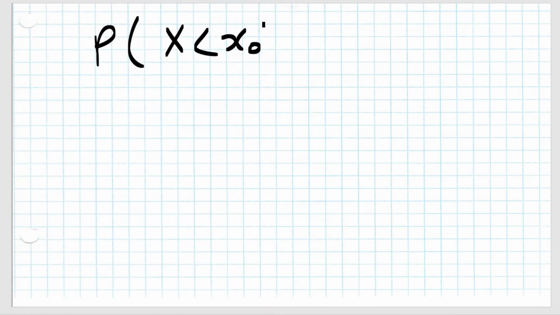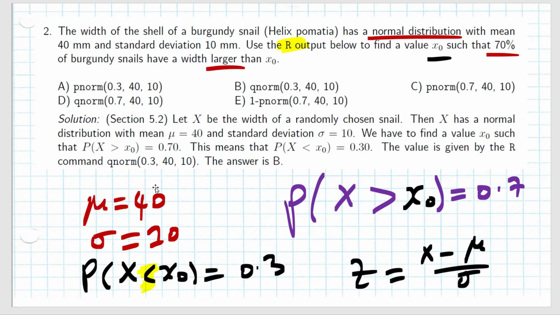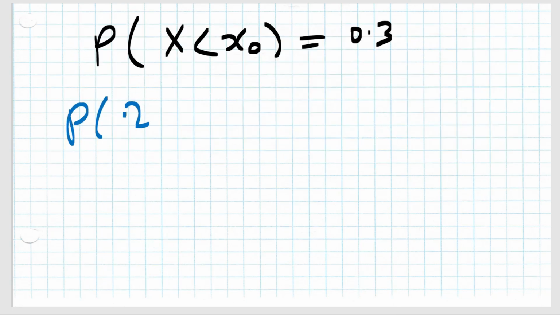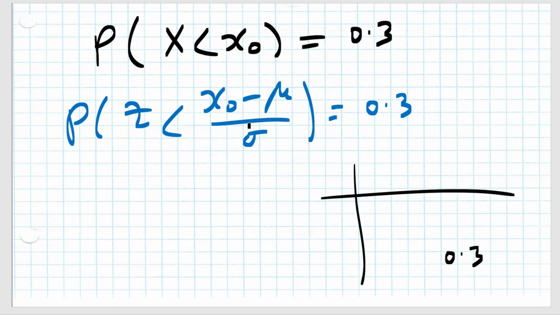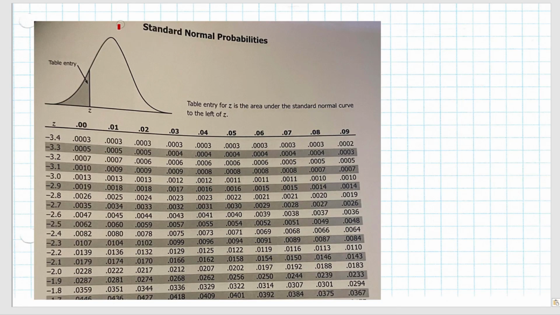Probability that x is less than x0 equals, we know it's 0.3. We have the mean, and we have the standard deviation. You have to change this into z, and you do x0 minus the mean over the standard deviation, and this is equal to 0.3. You go to your z table and you search for the value of z. What is the value of z such that the probability will give you 0.3? You can take the closest value. Maybe this?